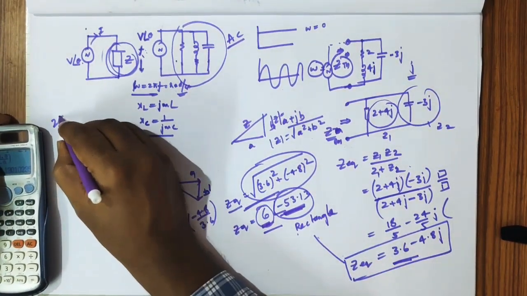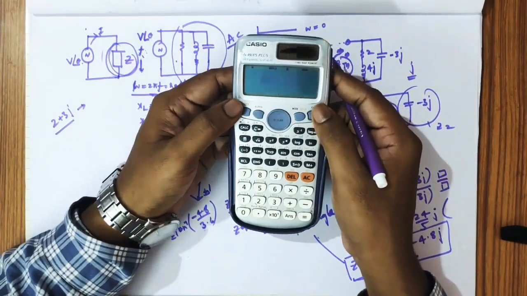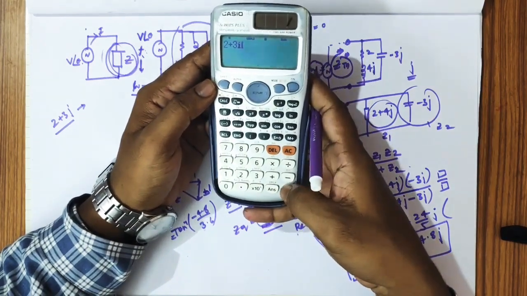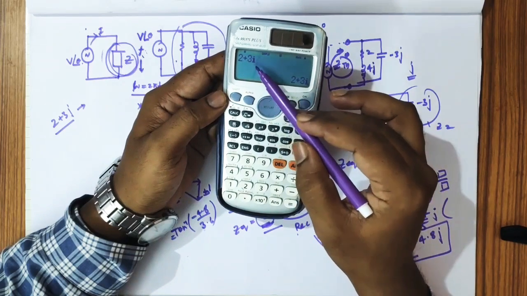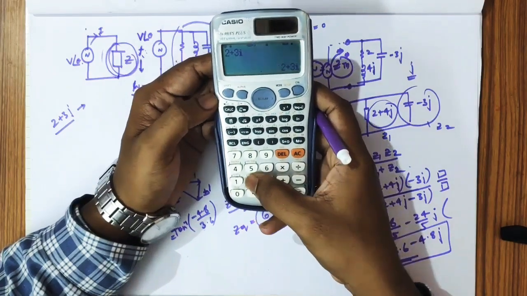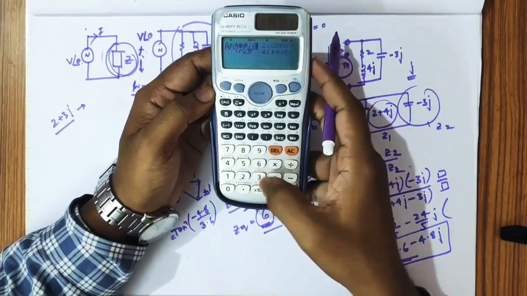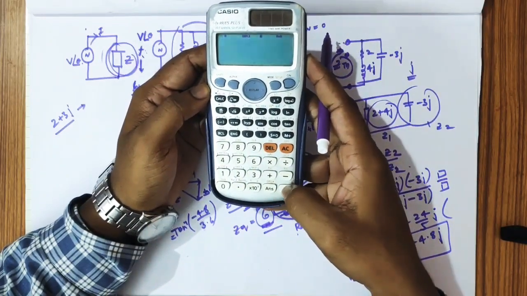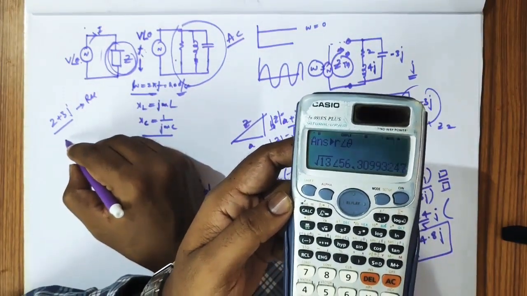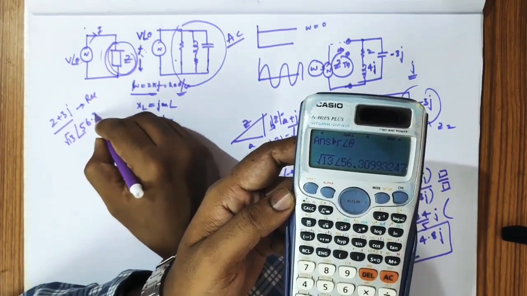Let us say this is 2 plus 3j, and I need to find its polar form. This is the rectangular form, and I need to get it into polar form. So simply enter 2 plus 3i and press equals. Now we need to convert this into polar form. You press Shift 2 and you have multiple options there. The third one is polar form, simply press 3 and you'll get the polar form of this rectangular form, that is 3.6 at an angle of 56.3.